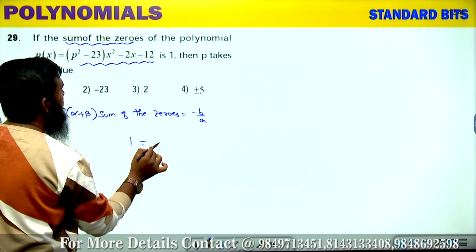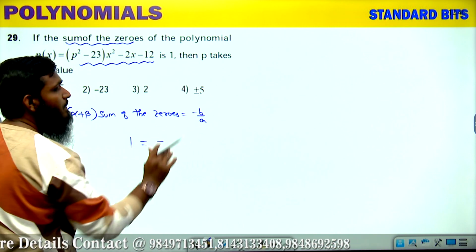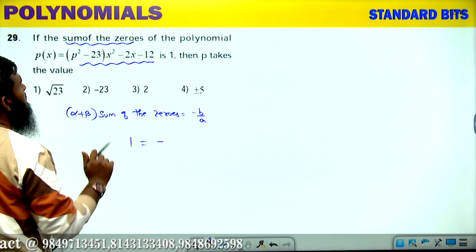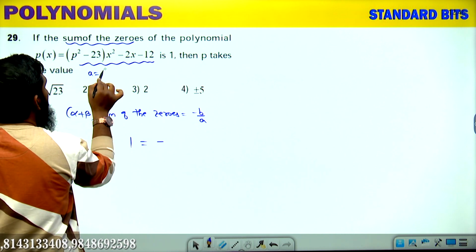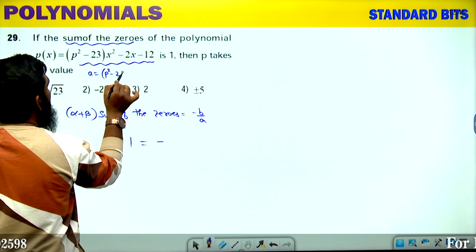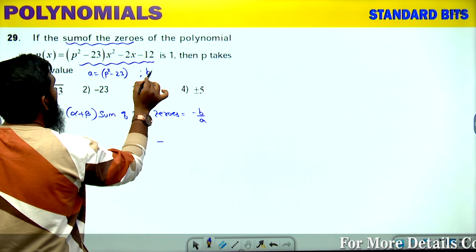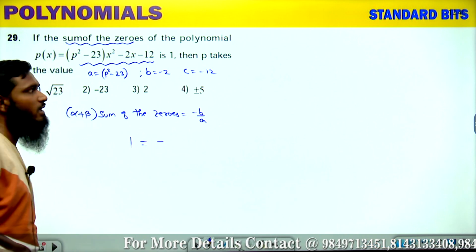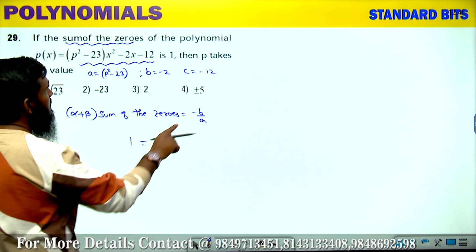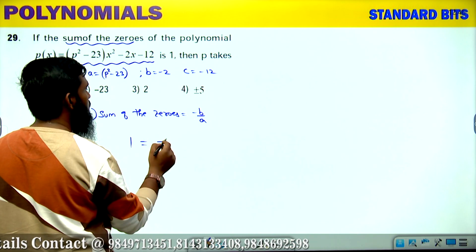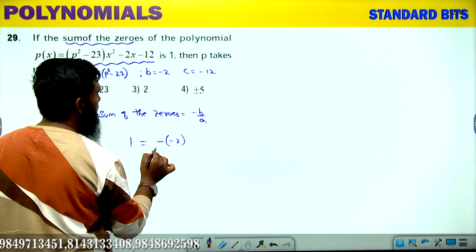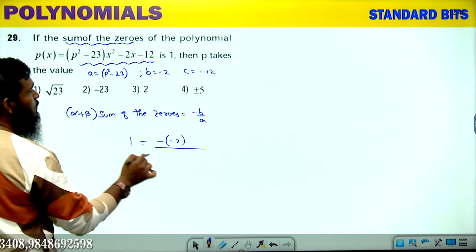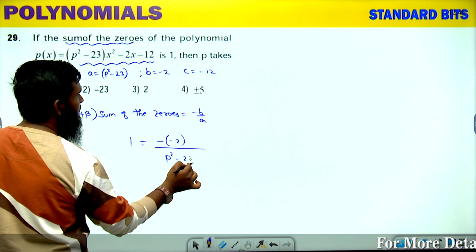1 is equal to minus b by a. What are the a value and b value? Let us write this part: a is equal to p square minus 23, b is equal to minus 2, c is equal to minus 12. Now let us substitute this part. What is the b value? Minus 2. So minus of minus 2 divided by, what is the a value? P square minus 23.